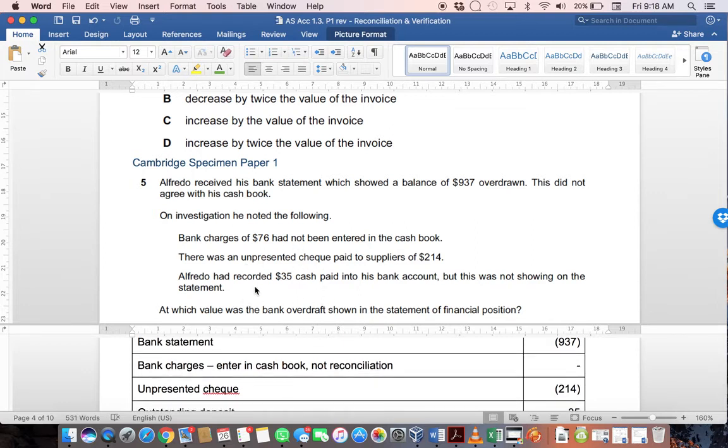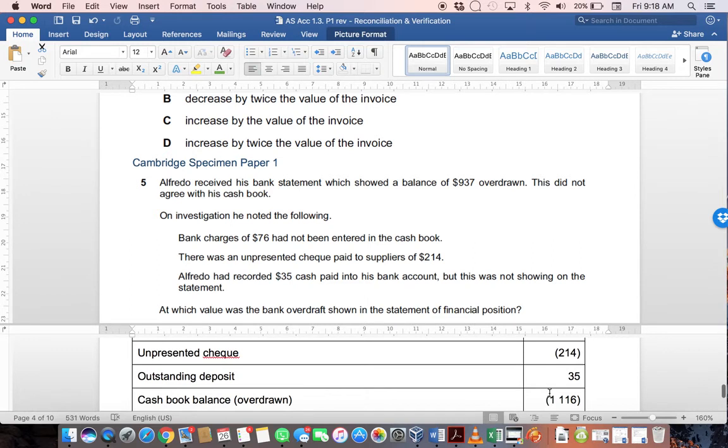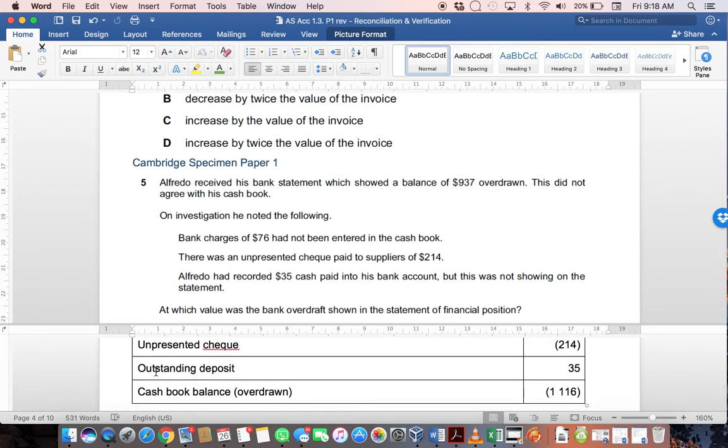So what has happened here is that there's an outstanding deposit of 35 that the bank still needs to take into account, and so therefore I'm going to add that, and I can now work out my cash book balance as 1116, and that is the amount that would need to be shown in the statement of financial position as an overdrawn figure. And fortunately it does say that it is an overdraft here.